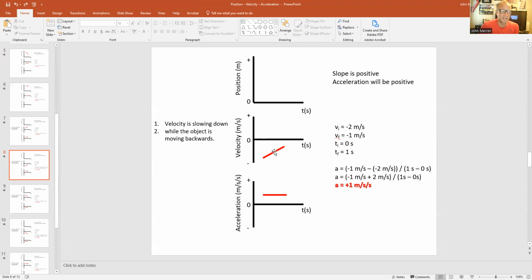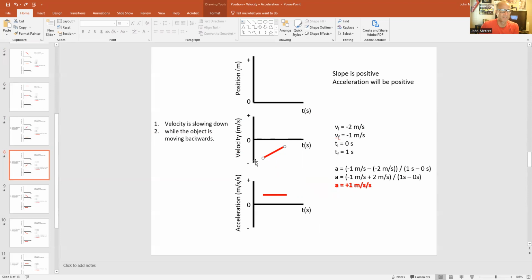And notice that it doesn't matter where this line is. I could move it anywhere in here. And anytime I do that math, I'm going to get 1 meter per second per second. Anytime, as long as I draw a parallel line. So what does this mean kinematically?